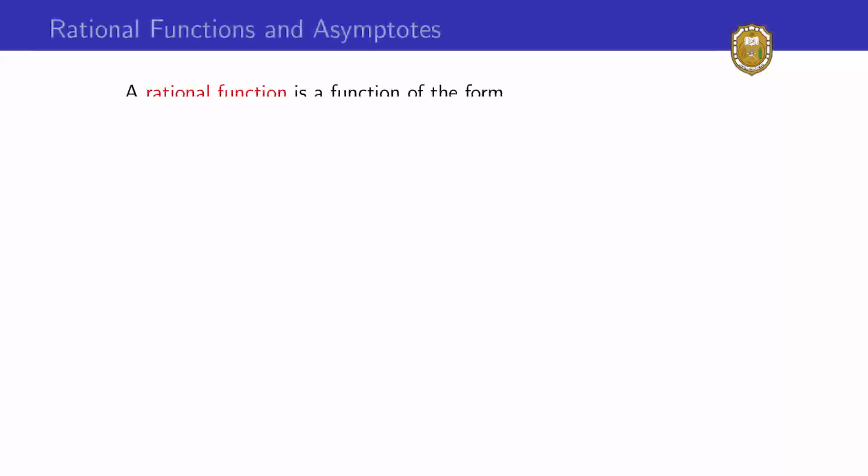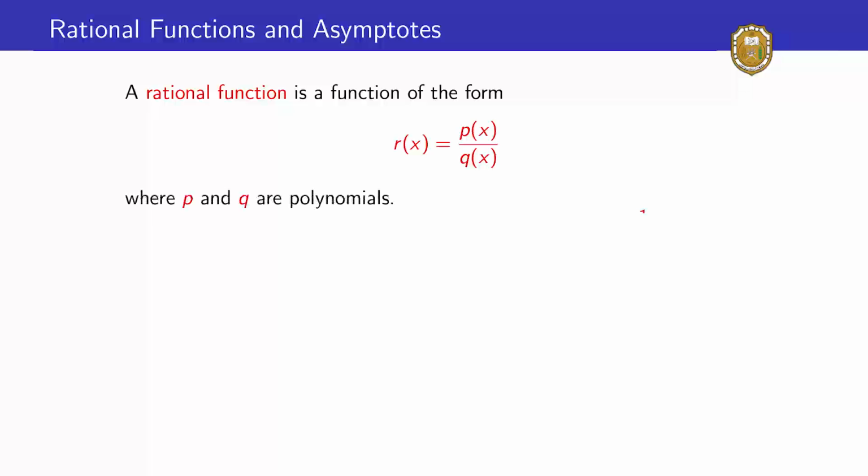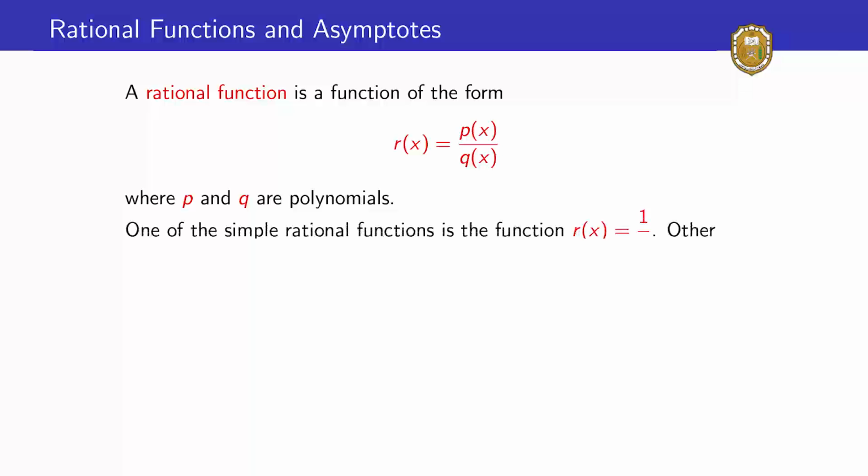A rational function is a function of the form R(x) = P(x)/Q(x), where P and Q are polynomials. One of the simplest rational functions is R(x) = 1/x. Other examples of rational functions are given down here.